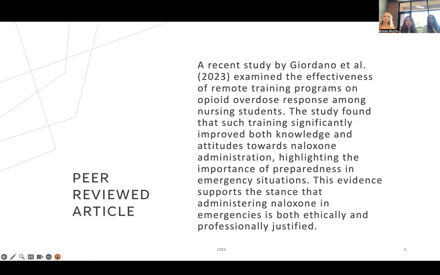A recent study by Giordano examined the effectiveness of remote training programs in opioid overdose response among nursing students. This study found that such training significantly improved both knowledge and attitudes towards Narcan administration, highlighting the importance of preparedness in emergency situations. This evidence supports the stance that administering Narcan in emergencies is both ethically and professionally justified.